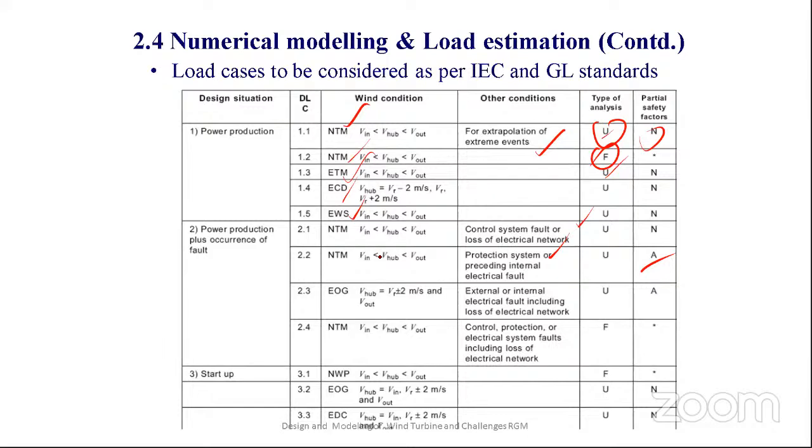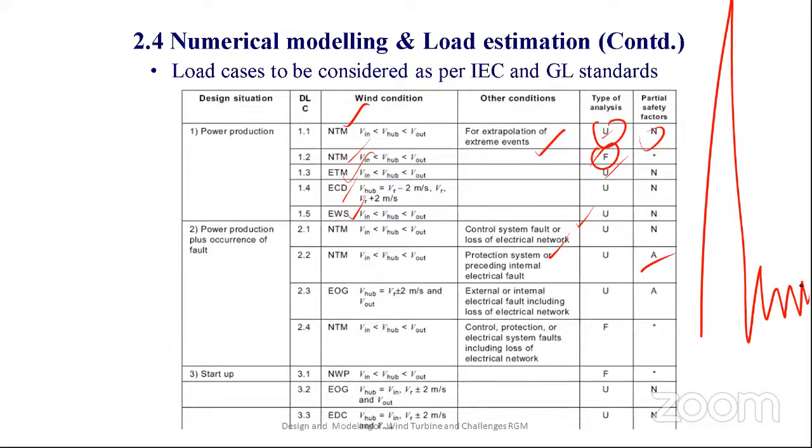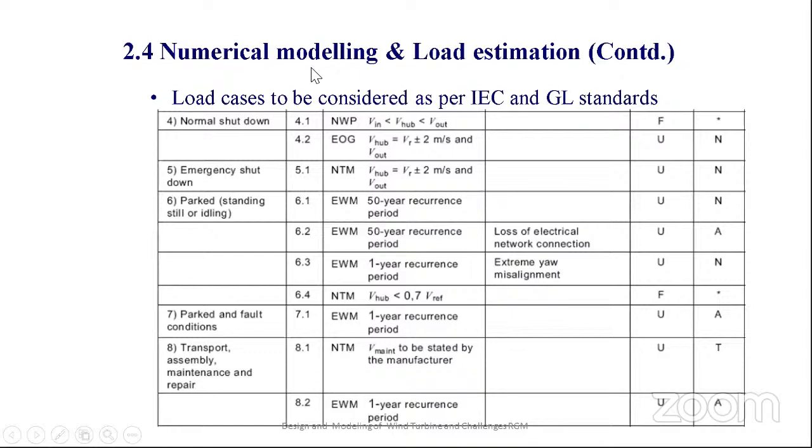Gust wind means a sudden change in the wind speed. That is the extreme operational gust wind speed, with normal turbulence models and control system and protection system failure, and how it behaves during startup and during normal shutdown. All these wind conditions will be examined. Emergency shutdown: if you do an emergency shutdown all of a sudden, what problems are we facing there? Also parked and fault conditions, and transport and assembly, maintenance and repair conditions.